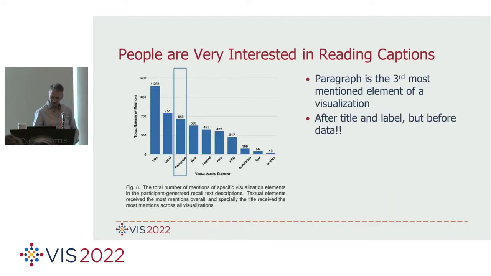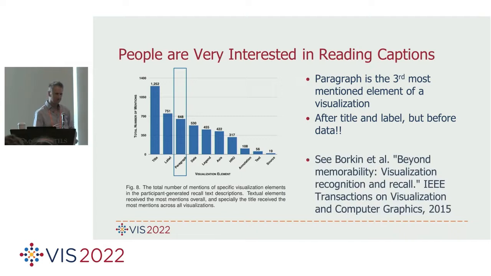You can read the study by Michelle Borkin, it's really a good study. They showed with user experiments that the paragraph, title, and label, the paragraph is actually the third most thing that people recall. The data comes after. That's amazing, the data comes after. Because you look at this caption, and then you look at the data. This is my thinking, at least.